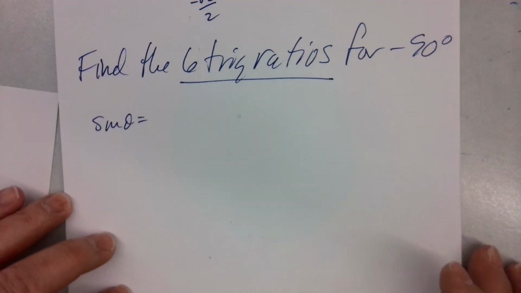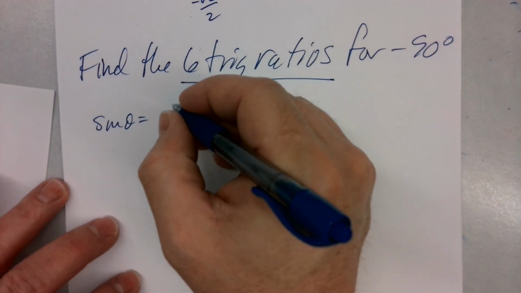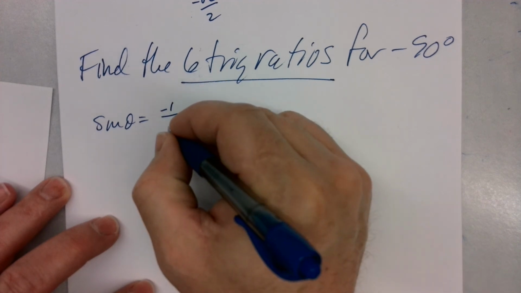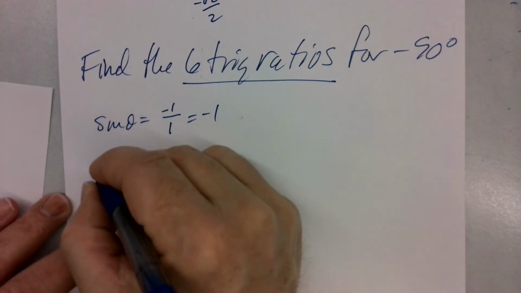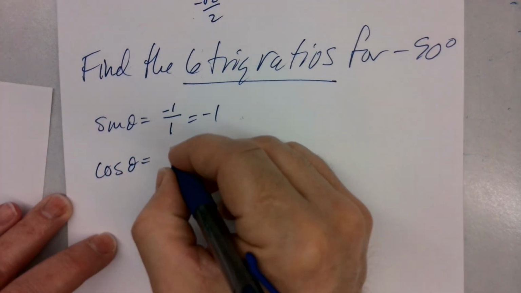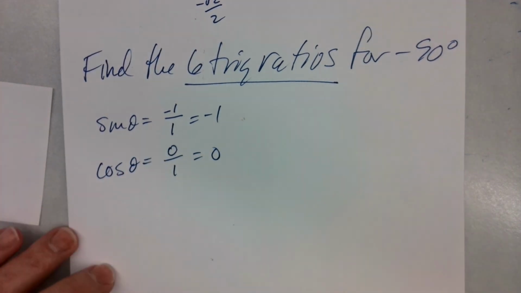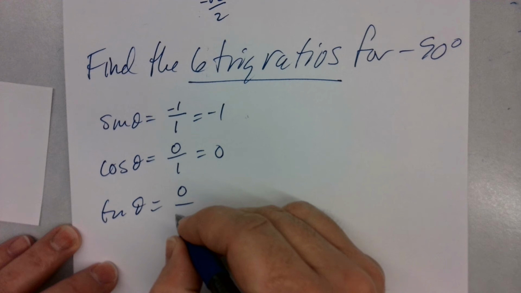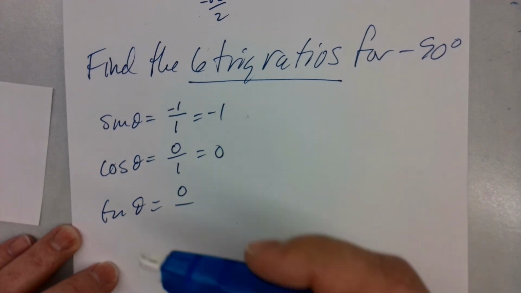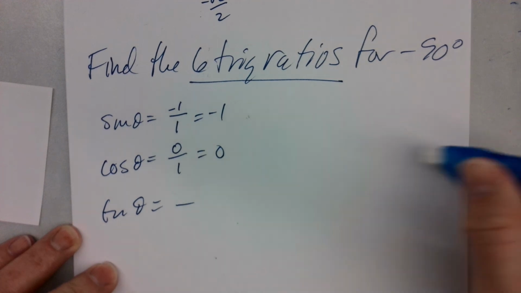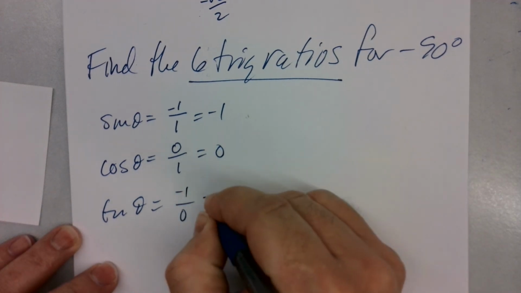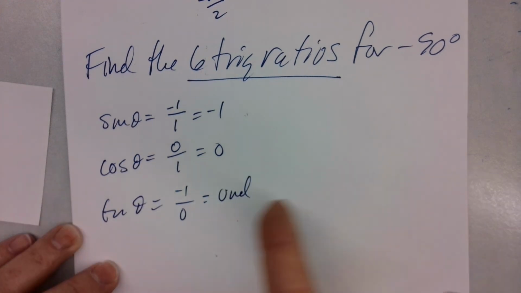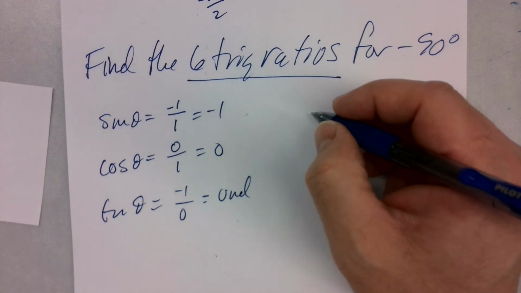So what do you got? Well, you just plug the X and the Y in. So for the sine of theta, negative 1 over 1, which is just negative 1, right? What's the cosine of theta? 0, because it's 0 over 1, which is 0, right? What's the tangent of theta? It's actually negative 1 over 0, isn't it? Because it's y over x, negative 1 over 0, which really makes that what? Undefined.